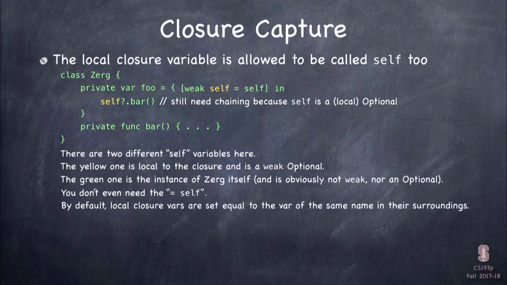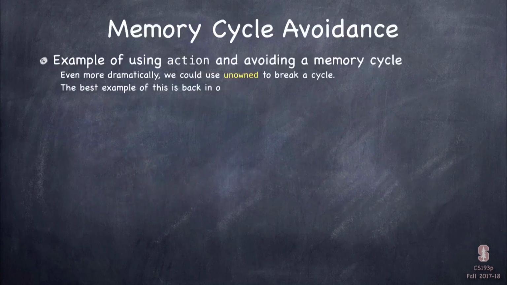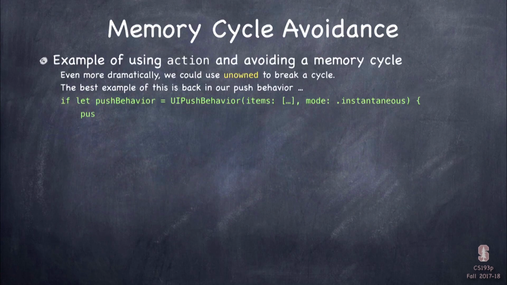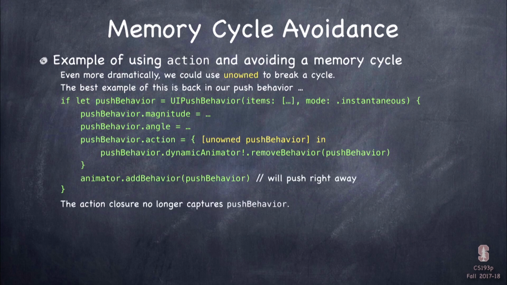And in fact, this is so common that you don't even have to say equal self. If you say weak self, it will automatically set it equal to a variable of the same name in the surrounding code. Okay? So this is how we break these cycles. So now let's go back to UI push behavior and look how we would use unowned. All right, so here's my push behavior code. If I take that same thing, that action, and just say unowned push behavior in that, I've broken this cycle.